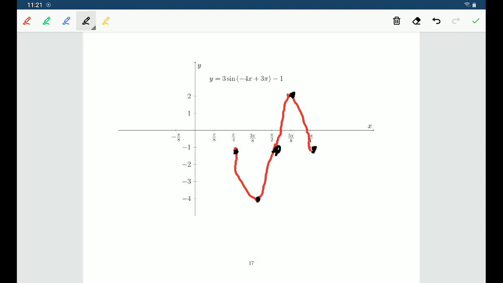And so my 5 points that I have here, I would have to label all of these, and I really don't have room here to fit in the labels for all 5 of those points for their coordinates. But this would be the graph of my transformed sine function.